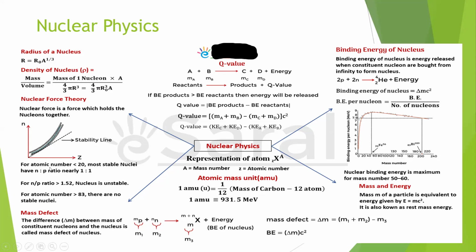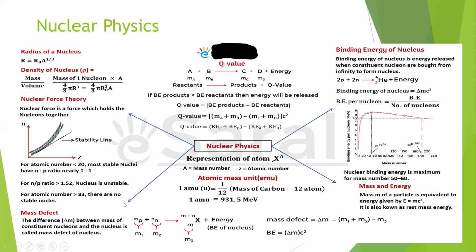For an atomic number less than 20, most stable nuclei have the n to p, that is neutron proton ratio, nearly 1 by 1. Above 20, the n by p ratio will be 1.52. Nucleus is unstable here. And for an atomic number greater than 83, there are no stable nuclei. Mass defect is the difference between the mass of the constituent nucleons and the nucleus, called the mass defect of a nucleus.